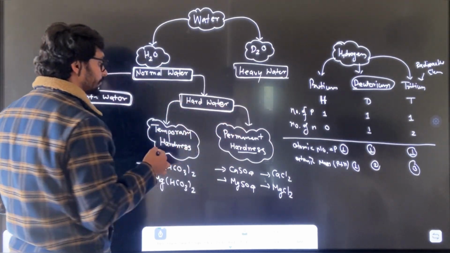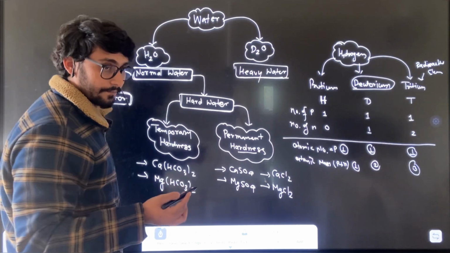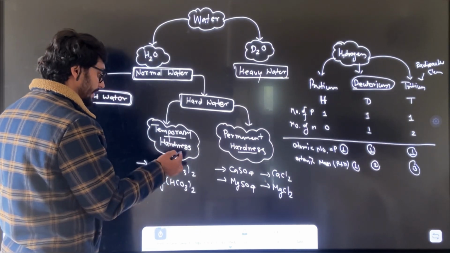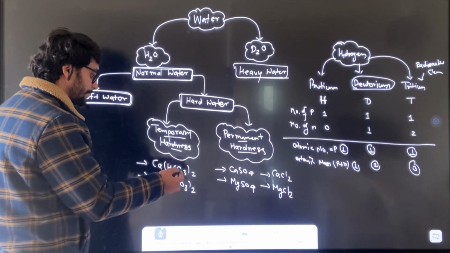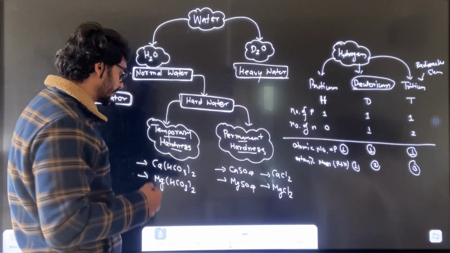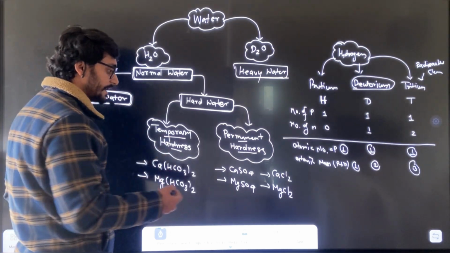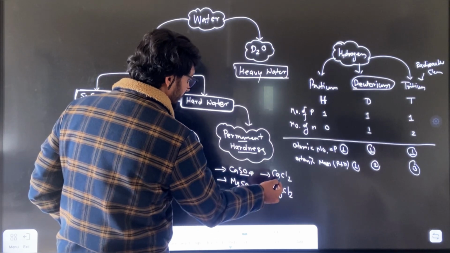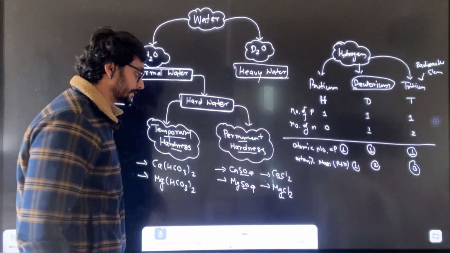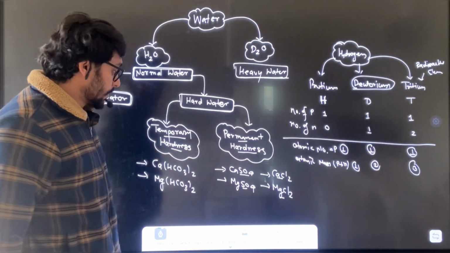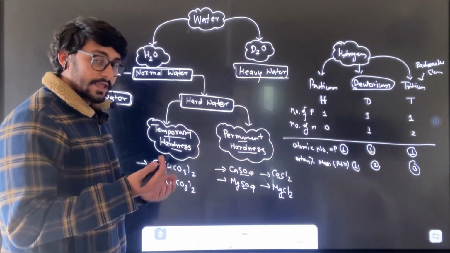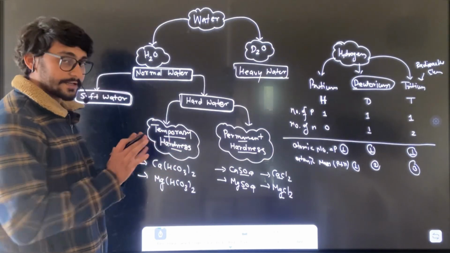Hard water is also classified further into two types on the basis of salt: temporary hardness and permanent hardness. Temporary hardness means that if calcium bicarbonate and magnesium bicarbonate are dissolved in the water, then the hardness is known as temporary hardness. But if calcium sulfate, magnesium sulfate, calcium chloride and magnesium chloride are dissolved in water, then the hardness is known as permanent hardness. So this is basically the hardness of water.